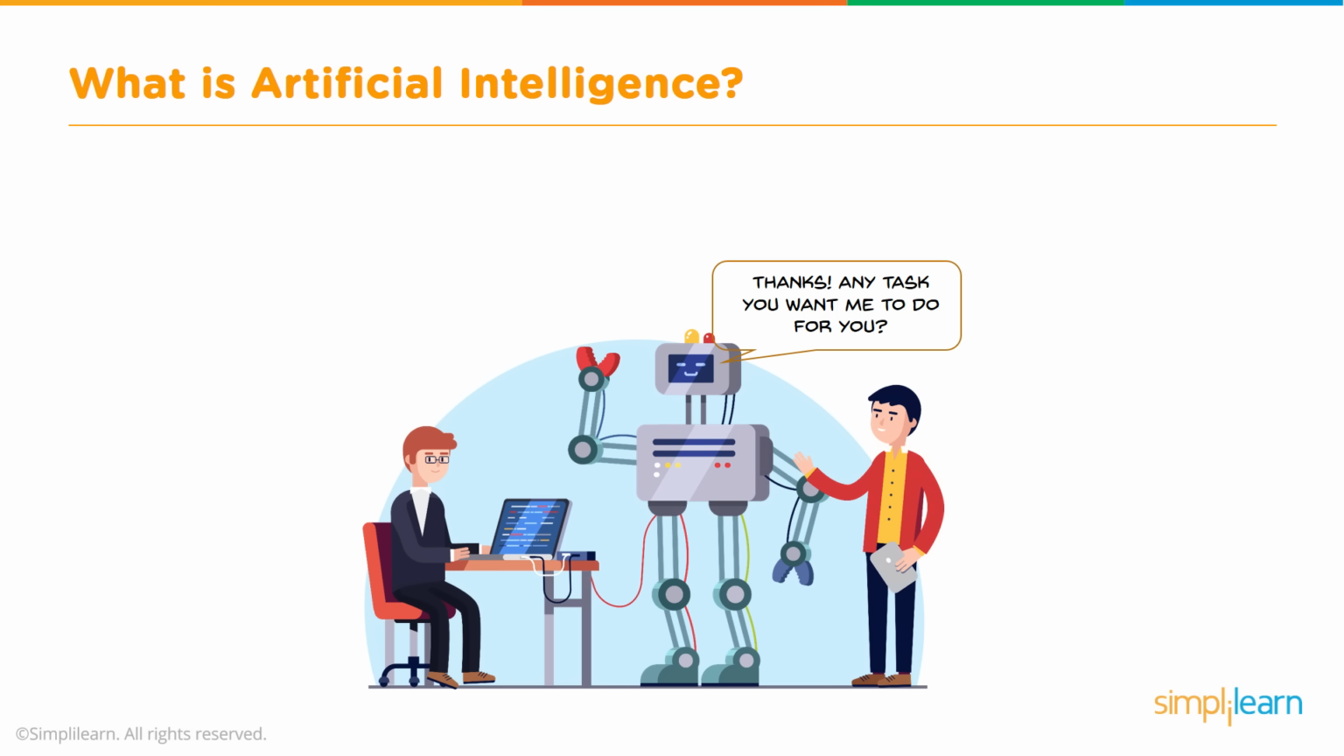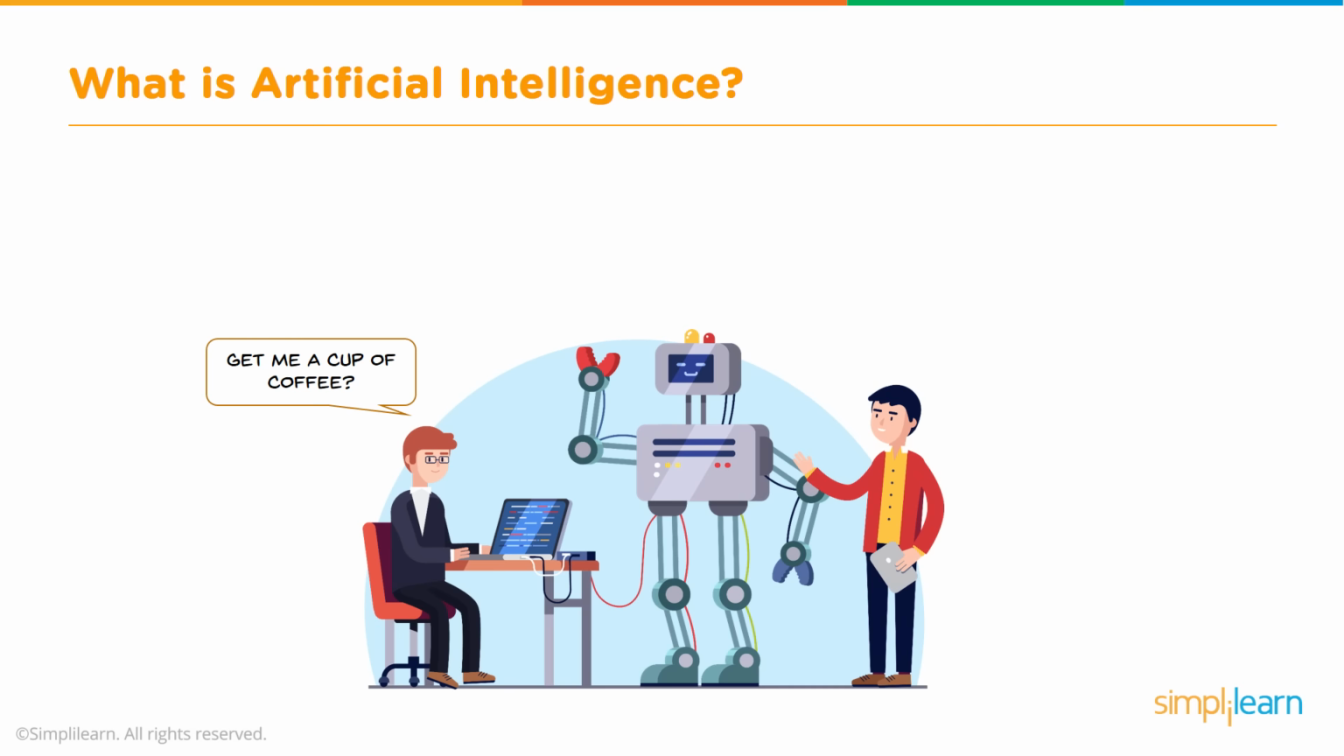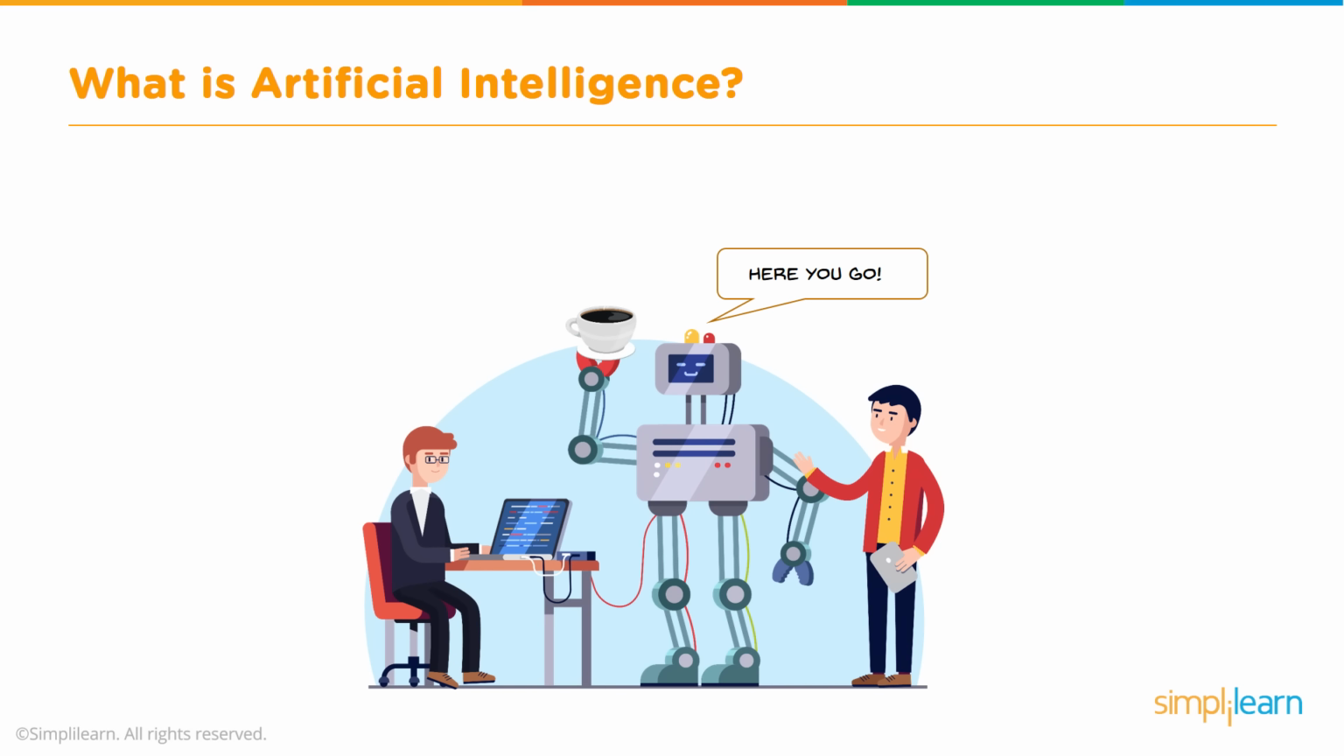"Thanks! Any tasks you want me to do for you?" "Get me a cup of coffee?" "Poof, here you go." And he brings him a cup of coffee. That's my kind of robot. I love my coffee in the morning. You'll see there's kind of a side theme of coffee in today's tutorial. So here we have a robot that's able to bring him a cup of coffee. It seems pretty far out there, that we have a walking robot that's doing this, but it's not as far out there as you think.